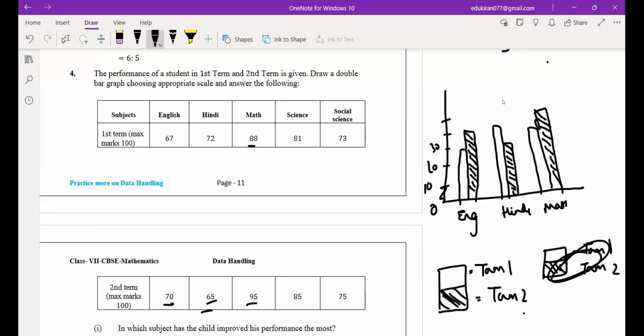I think over here you will write the scale as well, like 1 centimeter is going to represent 10 marks. If you are taking 20 marks, you can take 20 marks, whatever you feel like. And here on the x-axis, these are your subjects, these are your marks. Just draw it, and after that, there are a few questions here that you have to answer. Okay? Yes, ma'am.